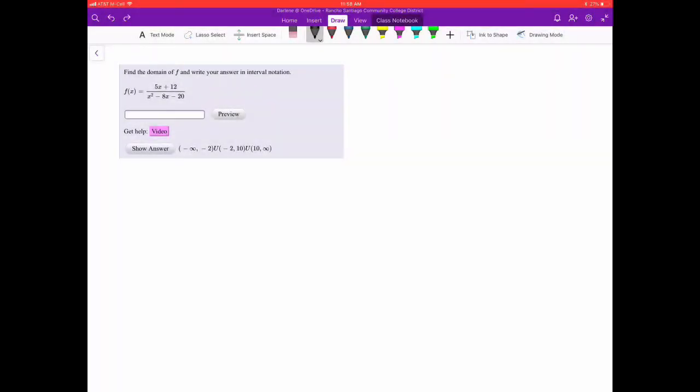In this example, we're going to determine the domain of a rational function and then write the domain in interval notation. So the first thing we notice is f of x is a quotient of two polynomials, and therefore f of x is a rational function. And then we know with rational functions, or in other words fractions, that we run into trouble when the denominator is 0.